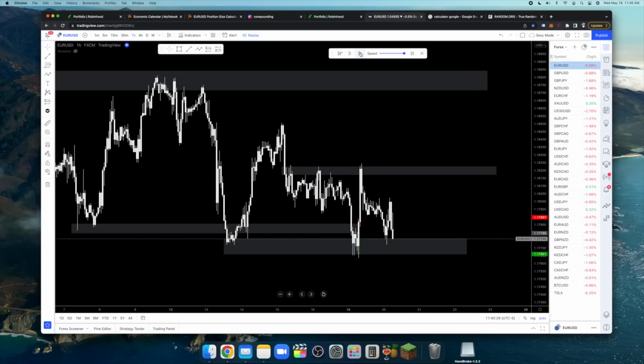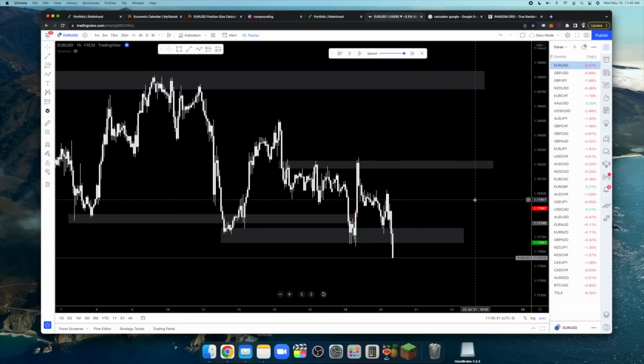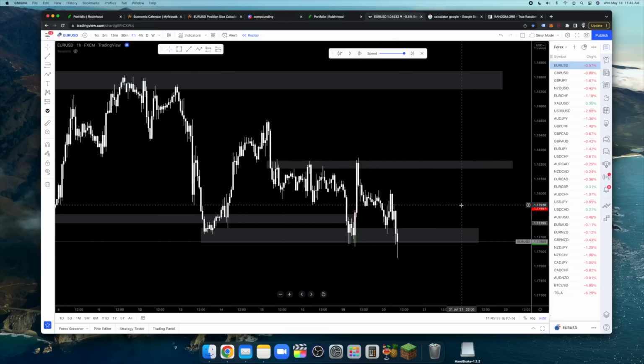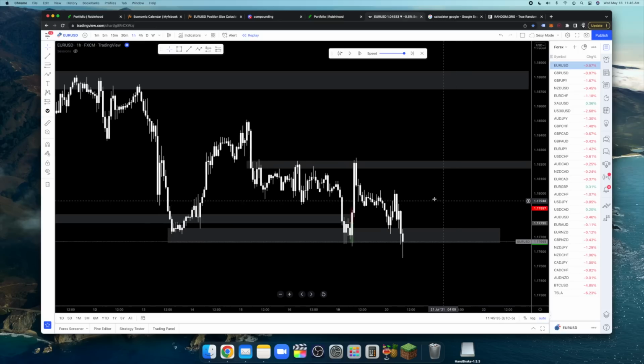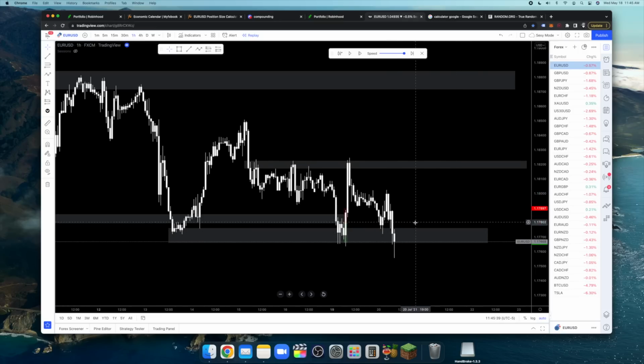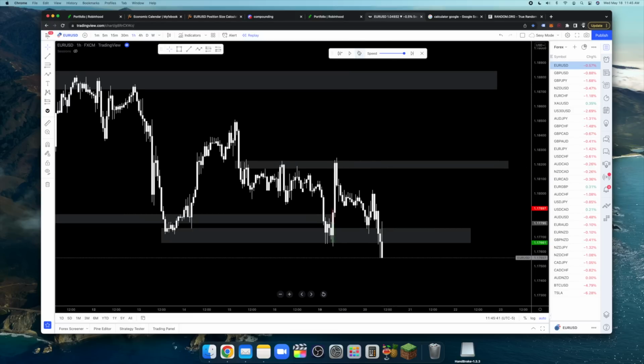So price took off, came back into the zone. This one would have already run to the profit target initially, so there's no trade here. Came back. Yeah, so I mean, it is what it is. So we'll keep it going.